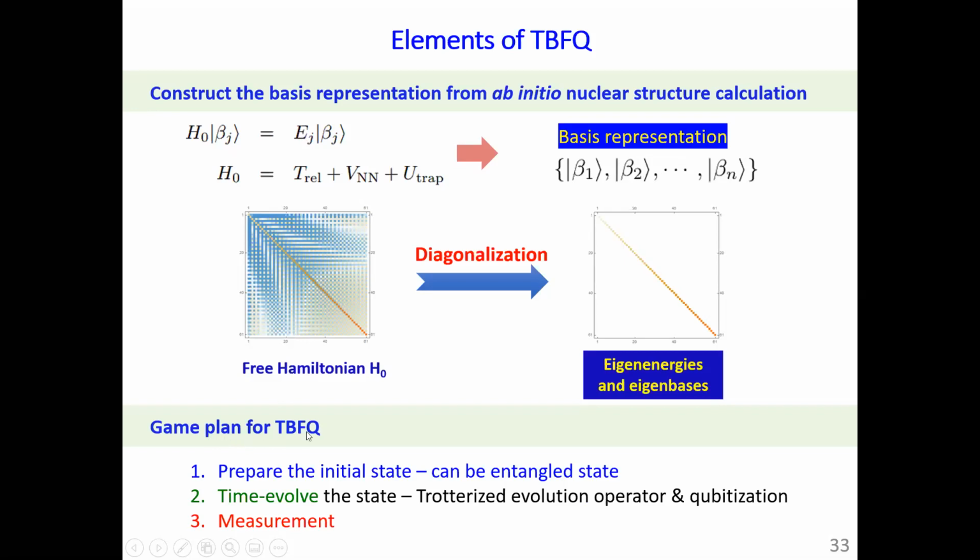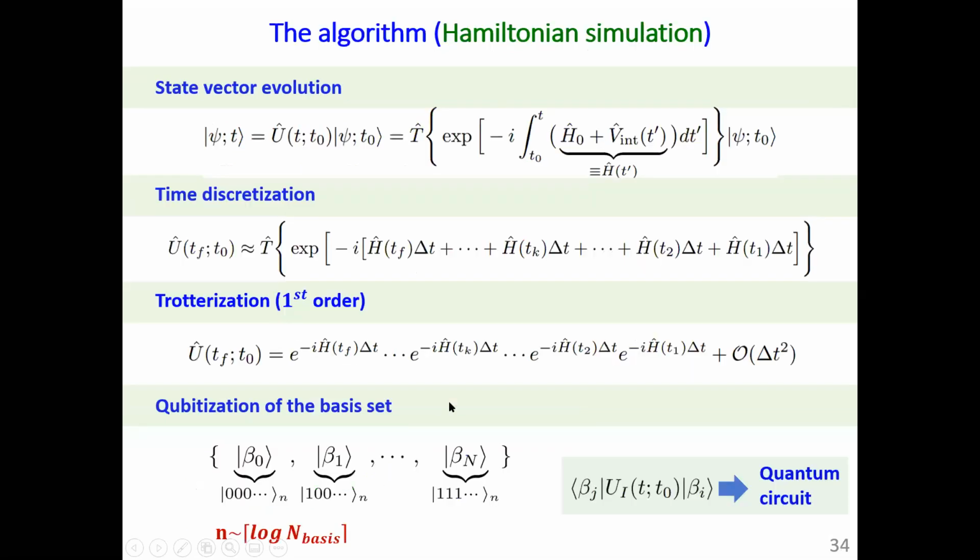And here is the game plan for the TBFQ. First of all, we would like to prepare the initial state, and it can be an entangled state. Second, in step 2, we are going to time evolve the state with a Trotterized time evolution operator. And third, we are going to do measurement after the time evolution. This is the overall algorithm. With the initial state for the target, for the reaction system, we time evolve this initial state to get the final state.